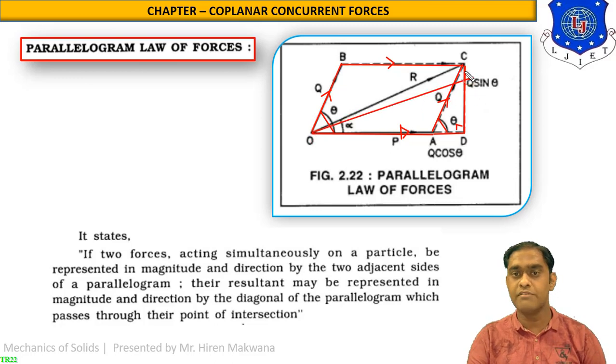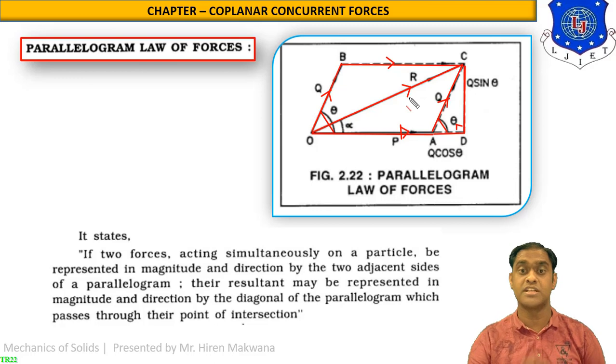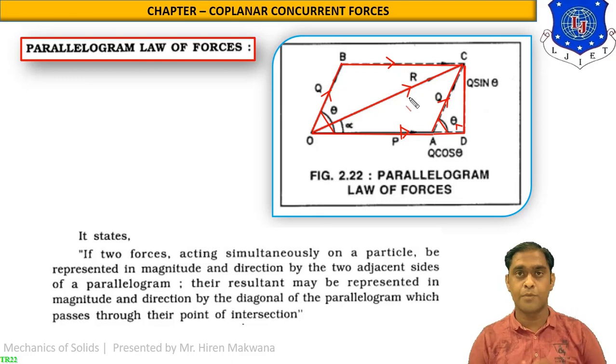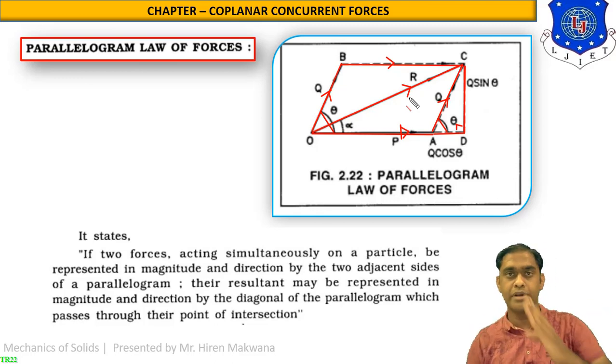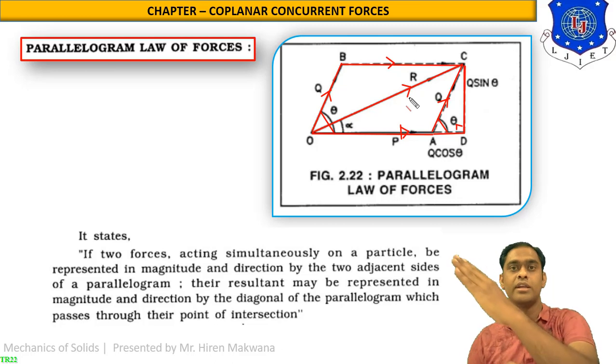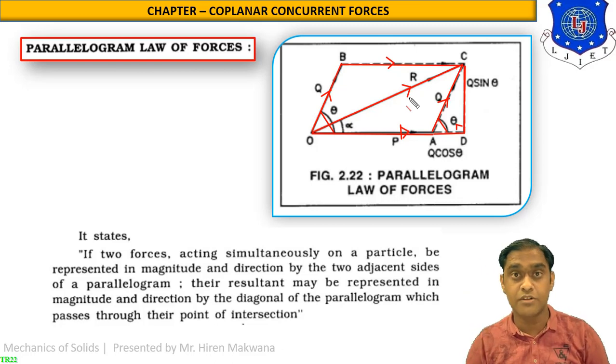Then the diagonal will be represented by R. R is the resultant force. Resultant force means effective force, the net effective force of P and Q. Suppose P is 100 kilonewton, Q is 20 kilonewton. Then what is the net effect of these forces on point O? It will be going in this direction, and then it is known as the resultant force.